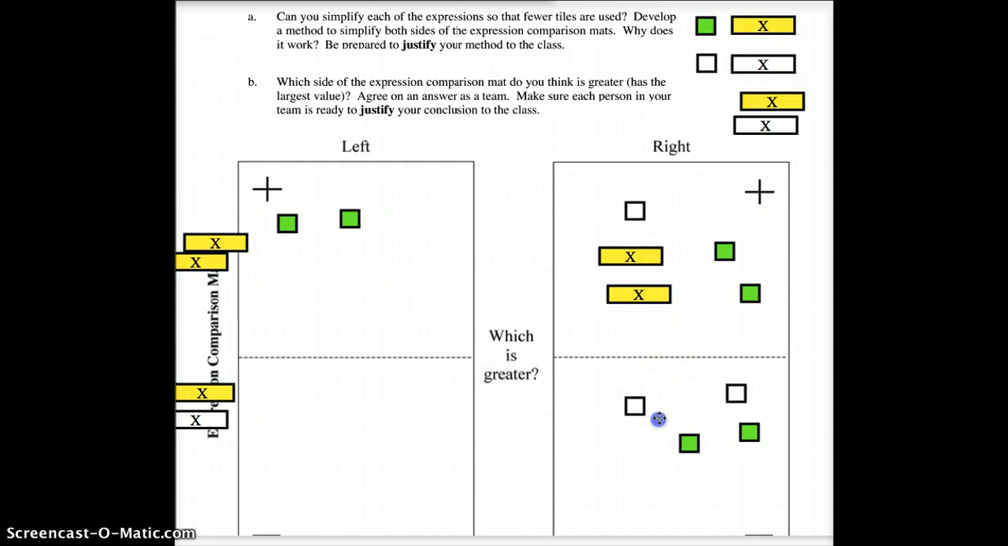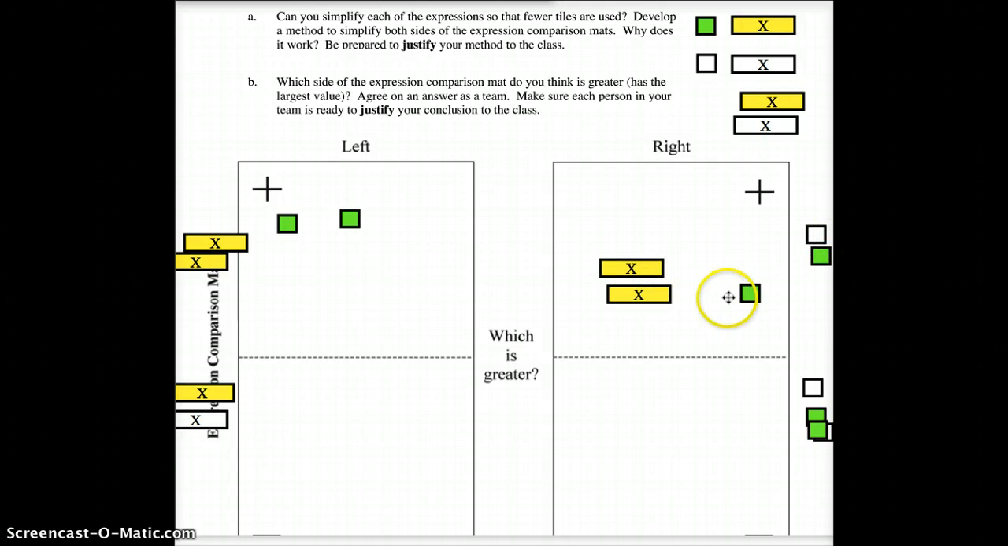On the right side, these two will cancel each other. And these two will cancel each other. And then on the top, these two will cancel each other. So on this one, I'm left with 2x plus 1. On the left side, I've got just 2. So the question becomes, what's greater, 2x plus 1 or 2?